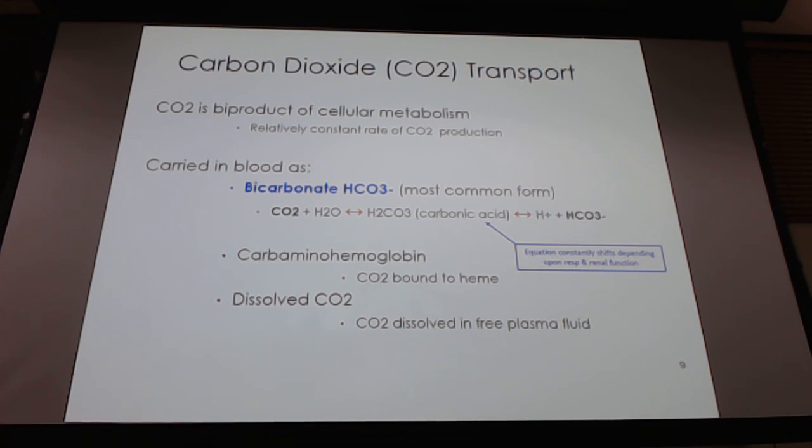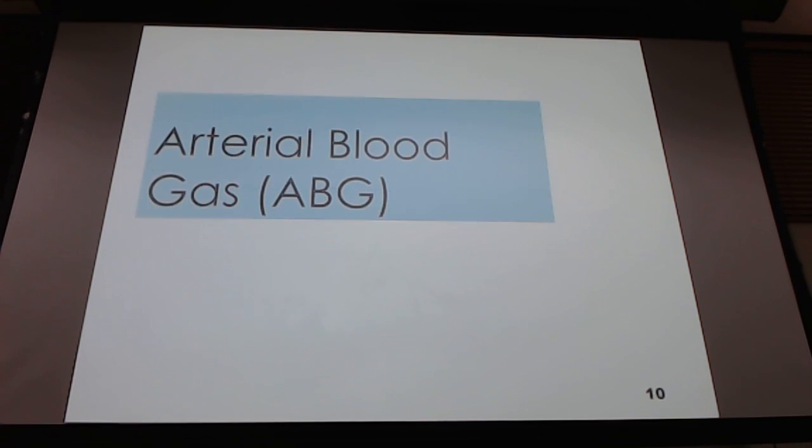And then these are just two other ways that we carry the CO2. It's either bound to the heme or it's dissolved in the free plasma. But this bicarb, the reason we highlighted it, is this is the form of carbon dioxide that is the most common form in the blood, and that's the one that we actually read when we measure ABGs.